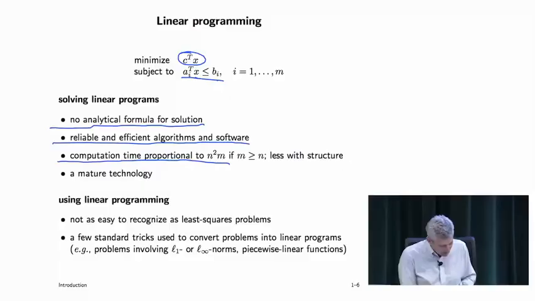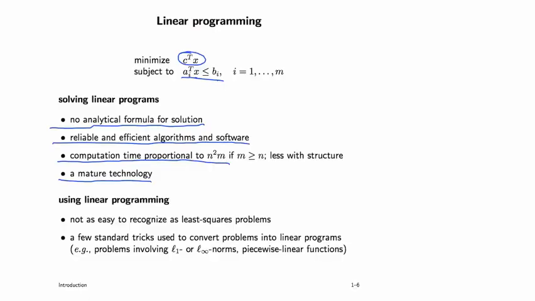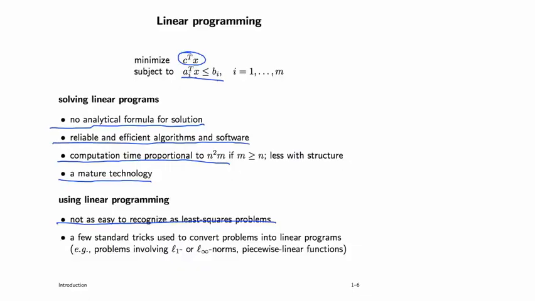Okay, so this is also, I would say, a mature technology, linear programming. I mean, it basically works. It's like least squares. What's interesting about linear programming is that there are many problems that don't look like linear programming, but that can be transformed to linear programs. And we'll see a lot of that in the course as well, right? But that's good and bad news, right?